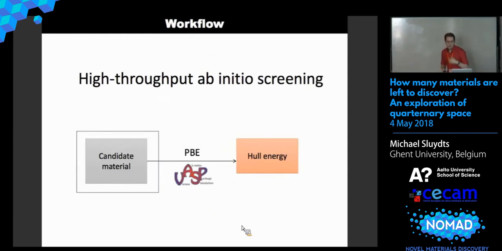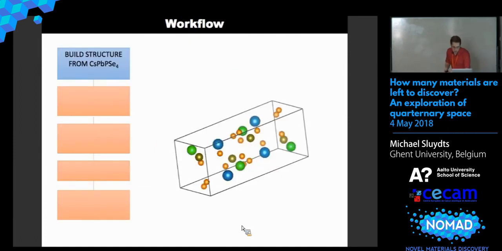And we're going to calculate this with high throughput ab initio screening. So it's done with VASP, PBE functional. We get the formation energy through this convex hull that was described earlier, which we calculate with reference to the Materials Project database. So that has most of the ICSD. And we automate it with our in-house software, QManager.